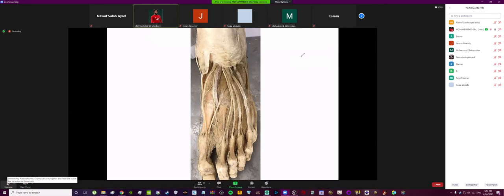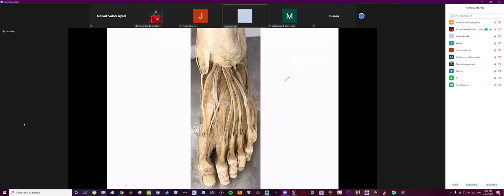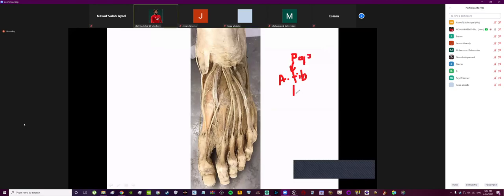Any questions? Any confusion? Any objection? Doctor, could you please repeat the anterior tibial artery, termination and origin? Anterior tibial artery: from the popliteal, and it terminates as the dorsalis pedis. That's it. Okay, thank you.